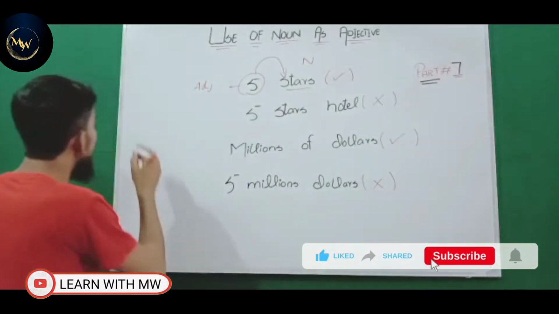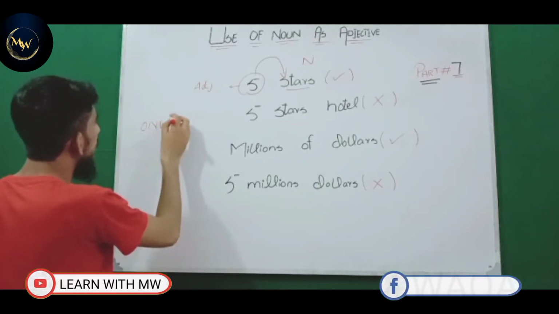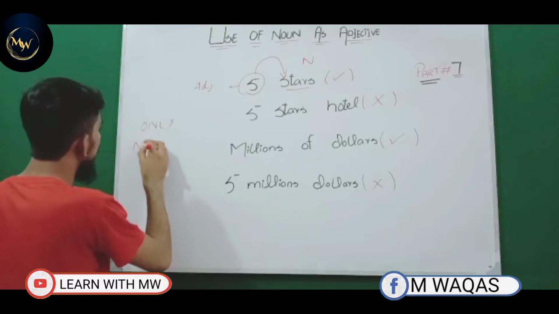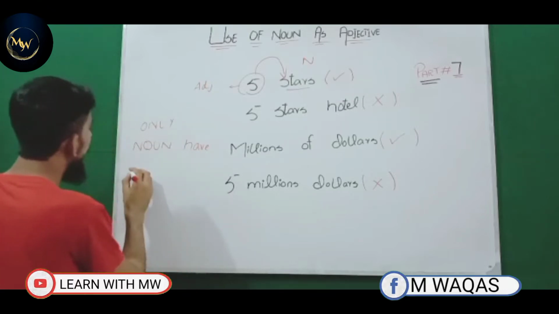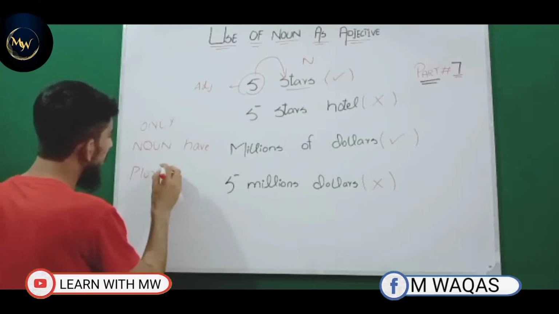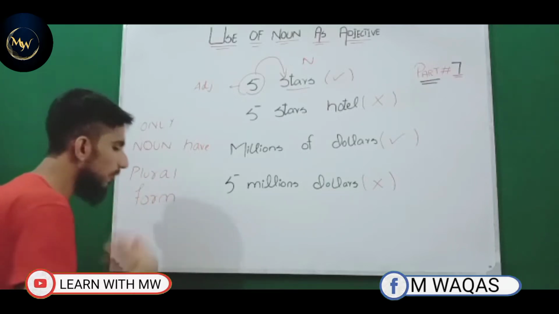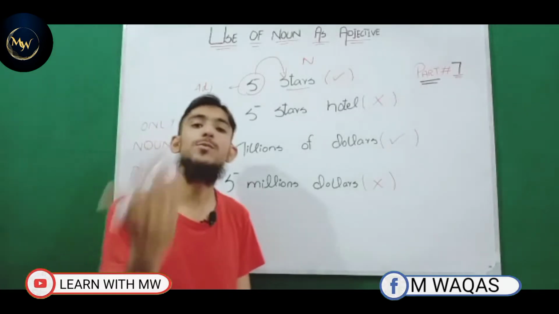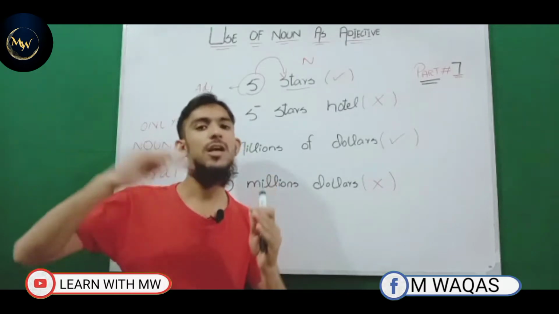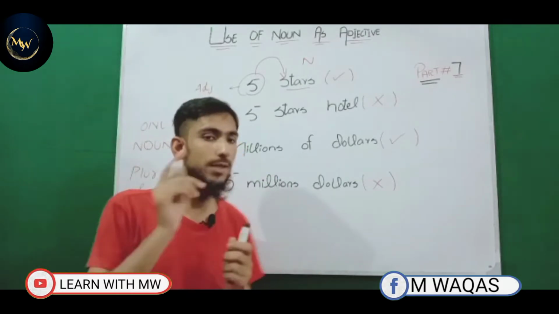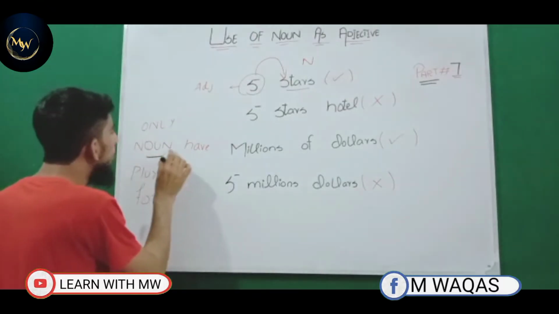So I'm writing that in English grammar only noun have plural form. Only noun have plural form. None of the other parts of speech, whether it's adjective, pronoun, verb, preposition, or conjunction, have plural form. But only noun have plural form in English grammar.